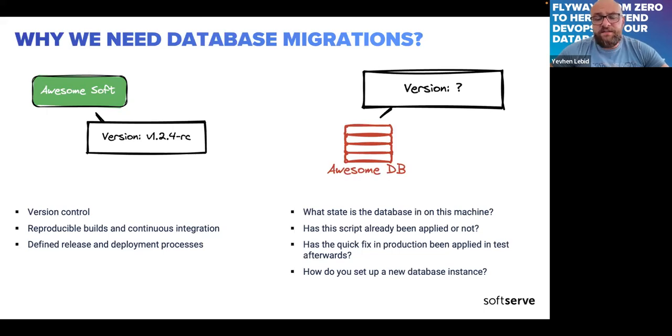And here the main questions arise. For example, what state is the database in on this current machine? Has the script already been applied or not in production? Or maybe has the quick fix in production been applied into test or lower environments afterwards? How can I set up a new version of the database, for example, for testing purposes on my local machine? And all these questions are related to why we need to have these database migrations.